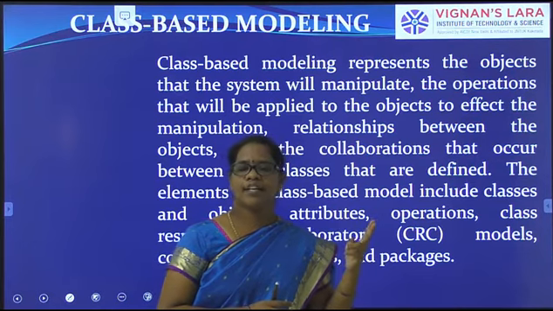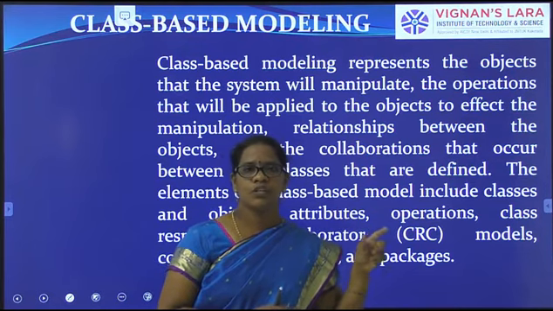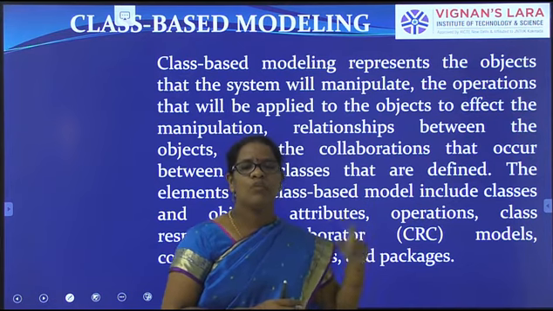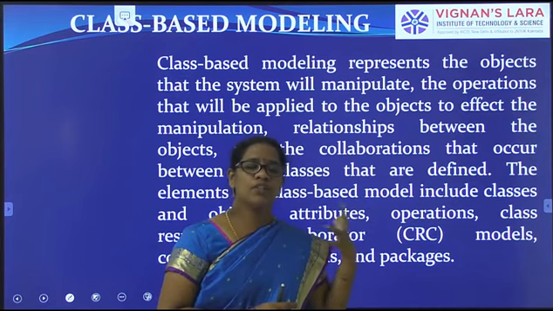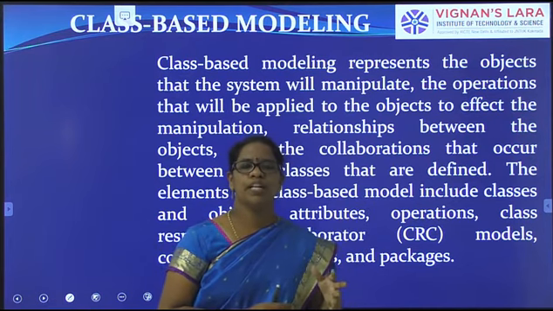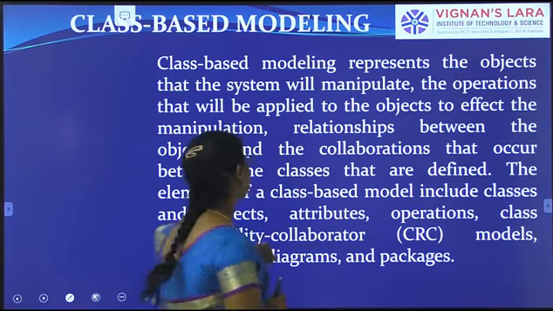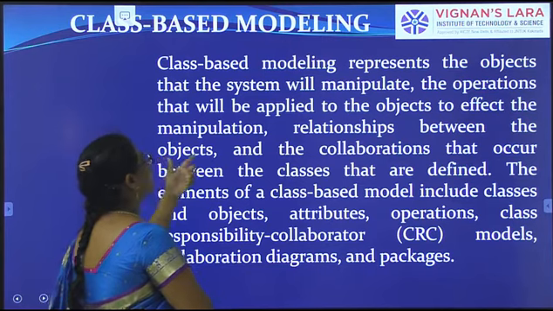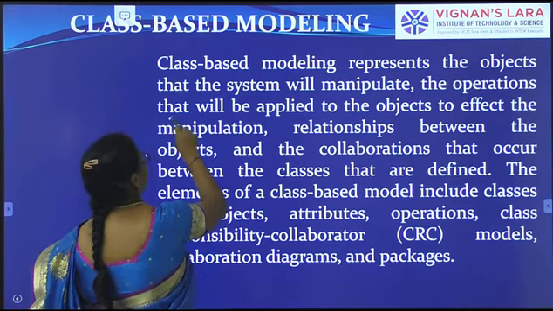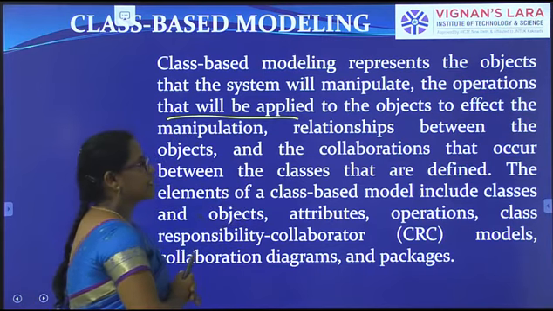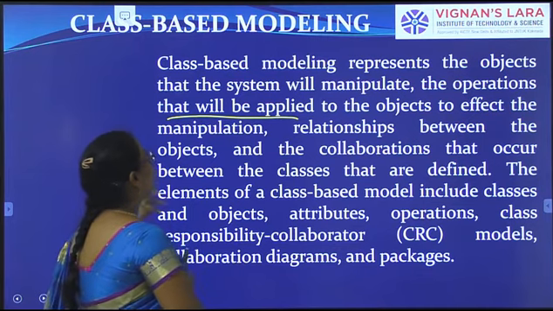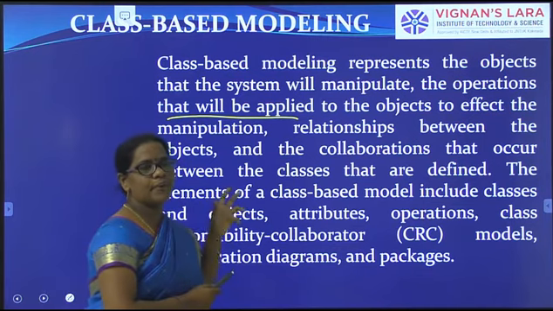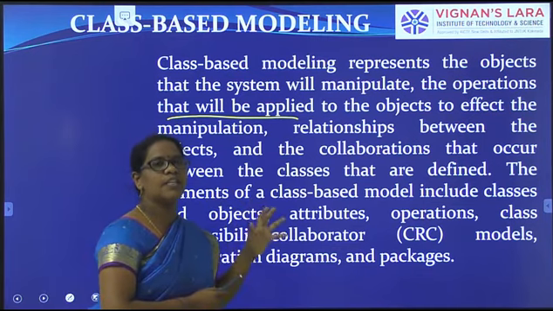One is the data objects and the next one is the relationships. What the data objects are, we have seen, and what the relationship is, we have seen. Let's go for class-based modeling, what we can do here. Class-based modeling represents the objects that the system will manipulate and the operations that will be applied to the data objects. So in class-based modeling, we represent the objects.